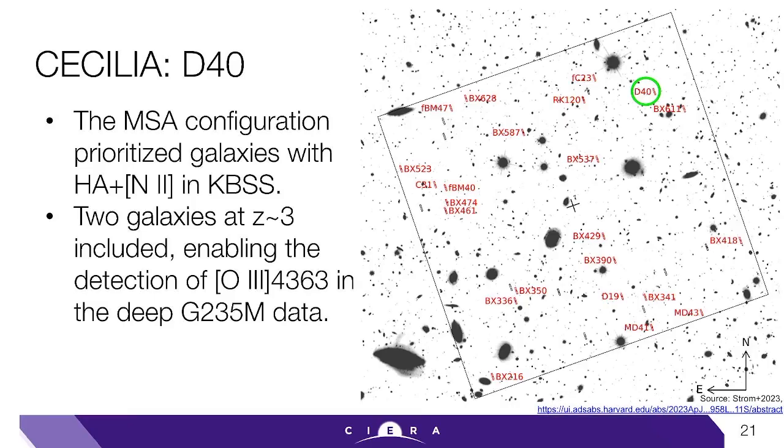Okay, so this has been a high-level overview of the survey, and I'd like to focus on just one galaxy in this sample in particular. Most galaxies are observed below a redshift of 3, but at about a redshift of 3, the oxygen-3 auroral line redshifts into the very deep G235M data. So one galaxy, D40, is at a spectroscopic redshift of about 2.96.